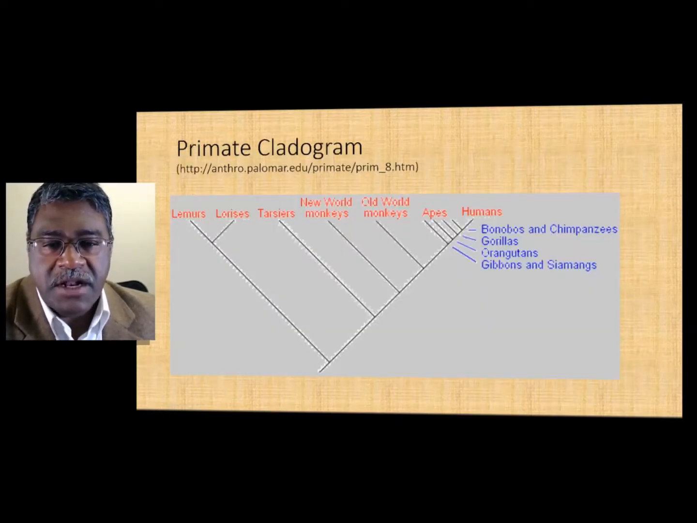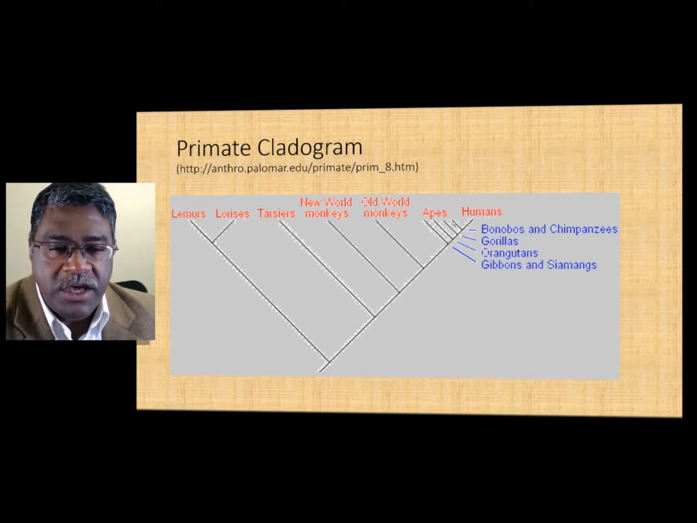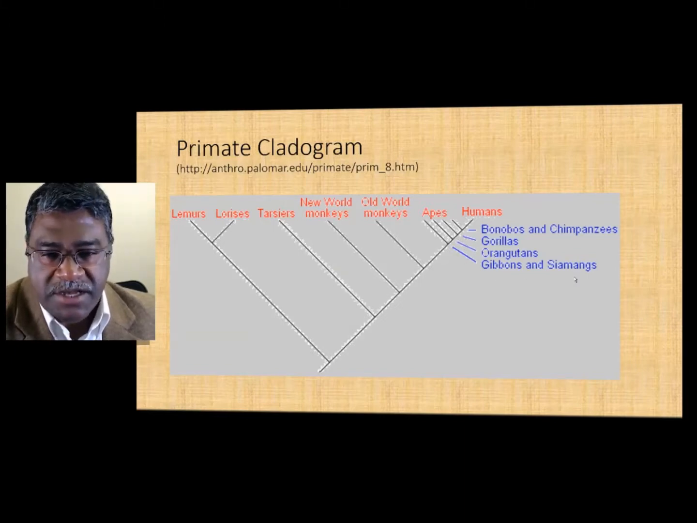Here's a primate cladogram. Remember, it's always bifurcations, and you can see the lower order versus the species as they evolve. So if we had a common ancestor, we go to humans, but along the way you see the bifurcations that occur. The closest to us are the bonobos and chimpanzees. A little back in time are gorillas, orangutans, gibbons, and siamangs.